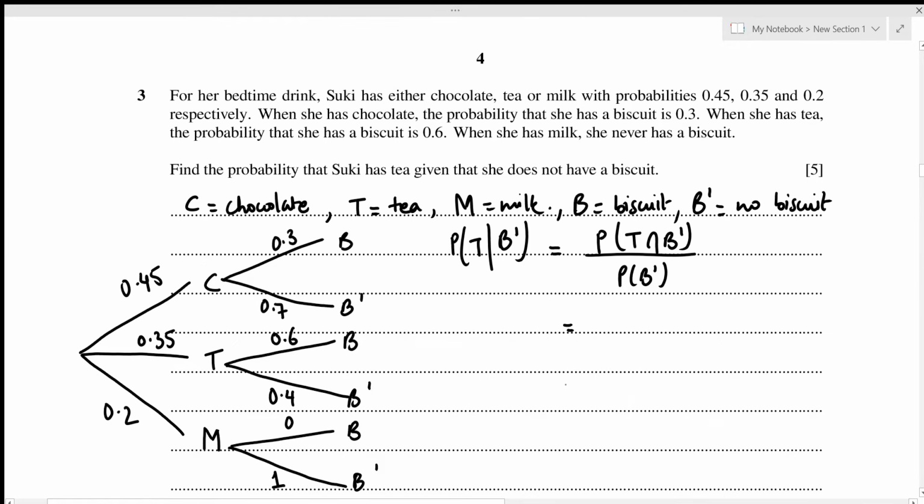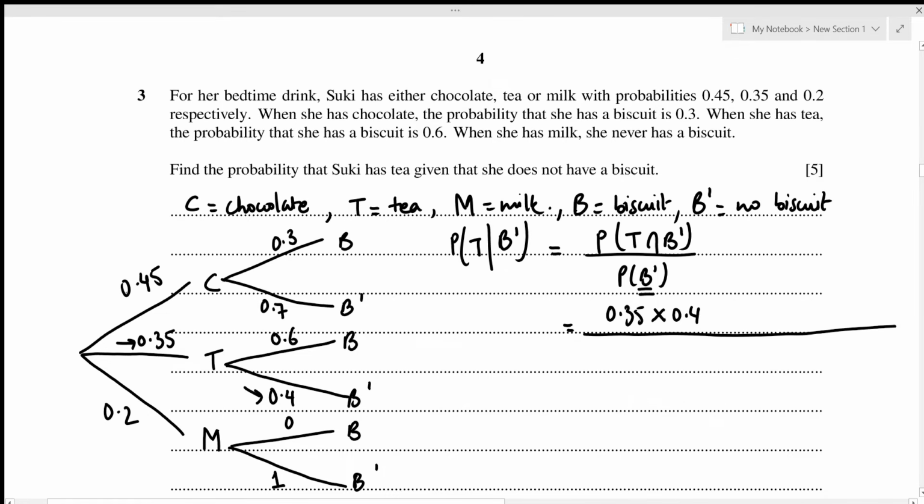Alright, so we can easily figure out the value for the numerator. So that's just the probability of having tea, which is 0.35, and then not having a biscuit, which is 0.4. So that's just 0.35 into 0.4. Now the denominator part is going to be a bit lengthy because we're considering the probability of not having a biscuit, but we also need to consider each of the cases of chocolate, tea, and milk.